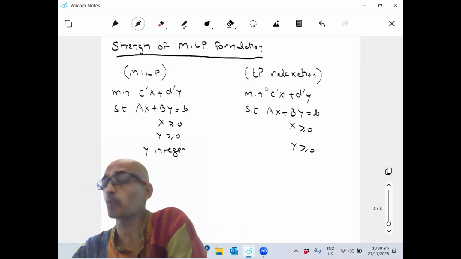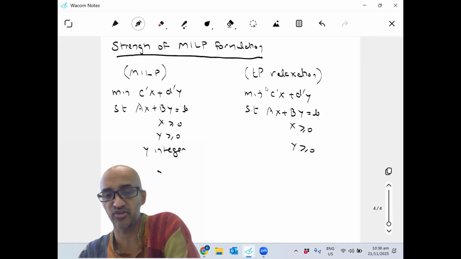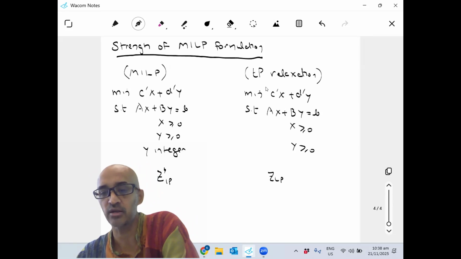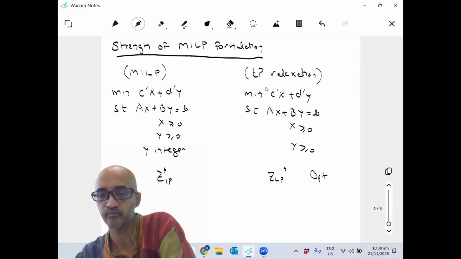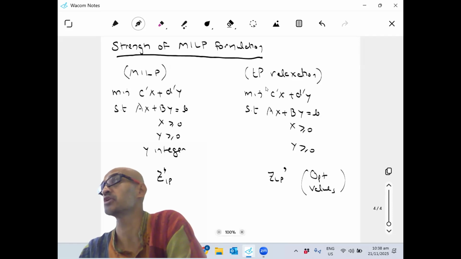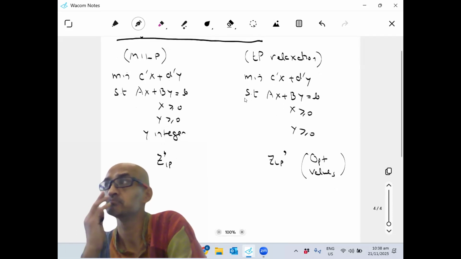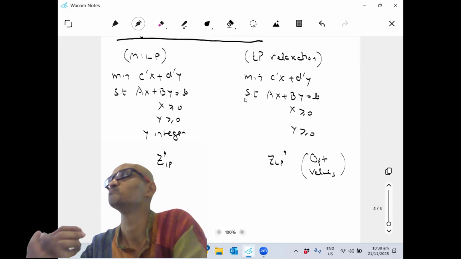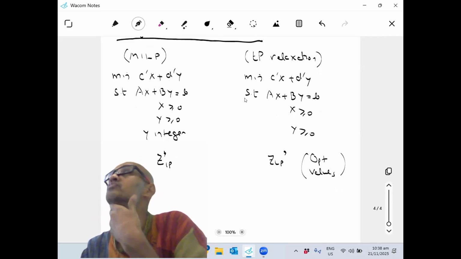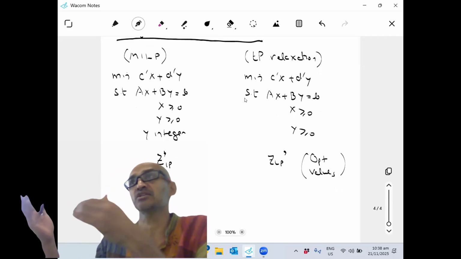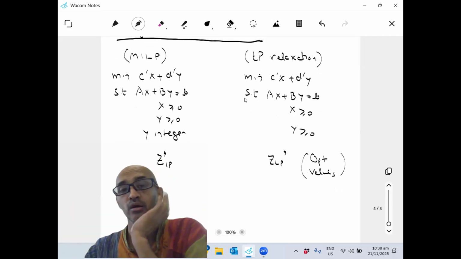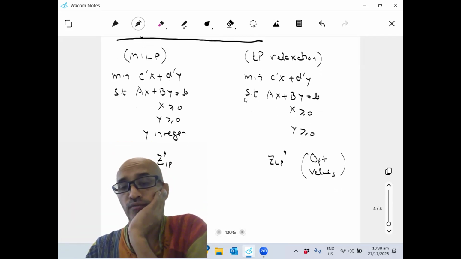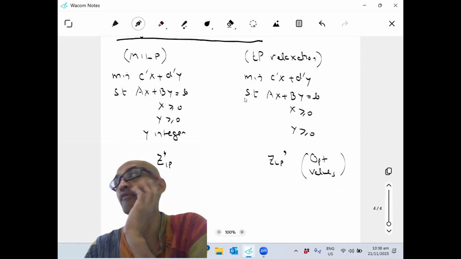And what do I know about the optimal values of these two problems? Let's say the optimal value of the IP is Z_IP star. Let's say this is Z_LP star. How are these two related to each other in general? Which one will be higher? Will the LP optimal value be higher than the IP, or the IP optimal value be higher than the LP?